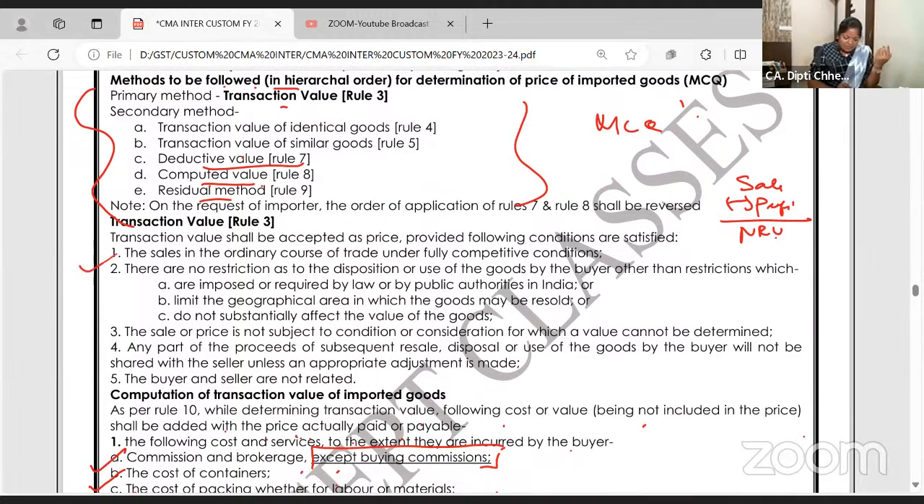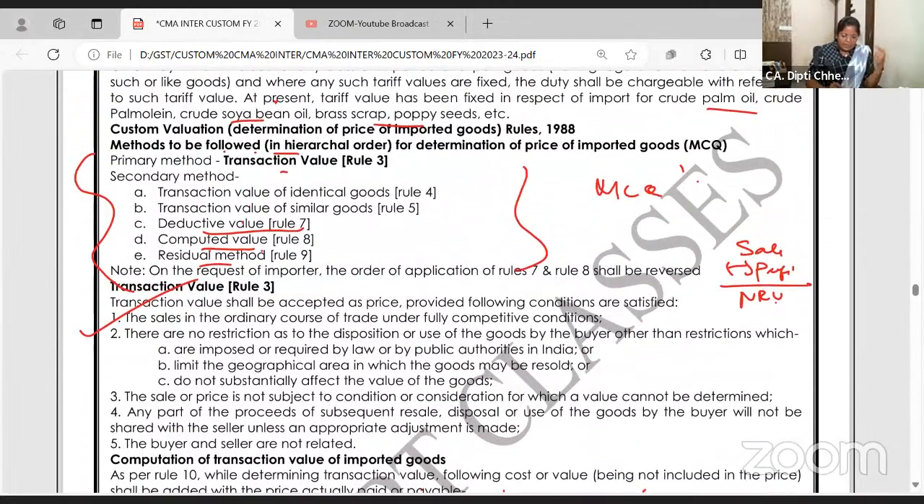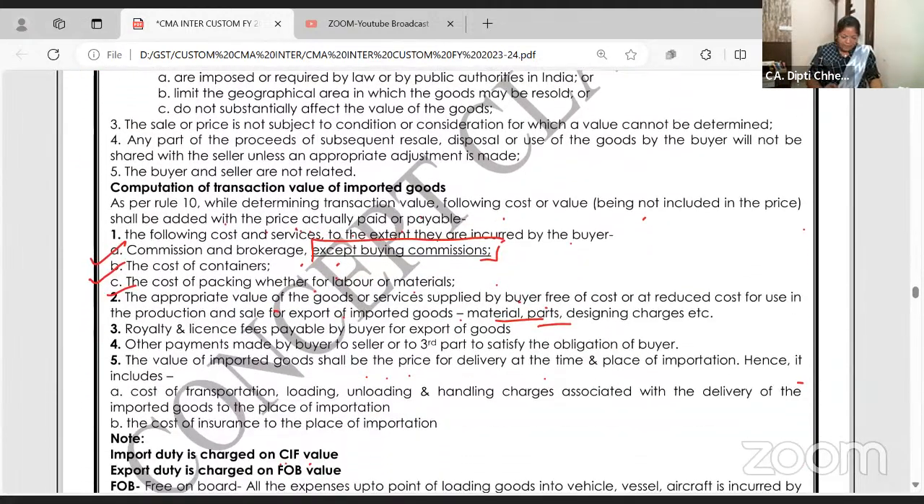So have we covered the transaction value, arm's length? Yes. Okay. This is to be used when the transaction value is not available: identical goods. If that is not there, then similar goods. If that is not there, then deductive or computed. Deductive and computed can be interchanged. First computed, then deductive, or the residual value. Okay, right.